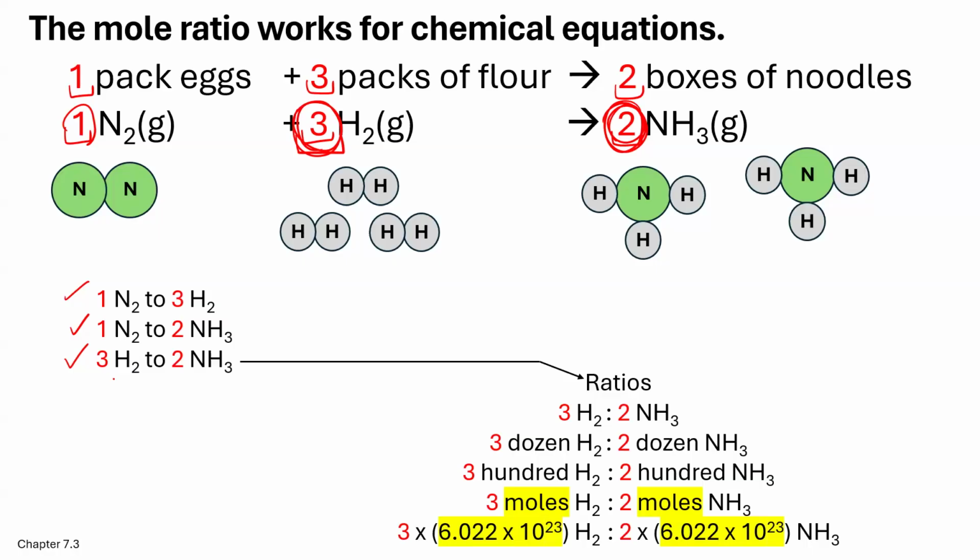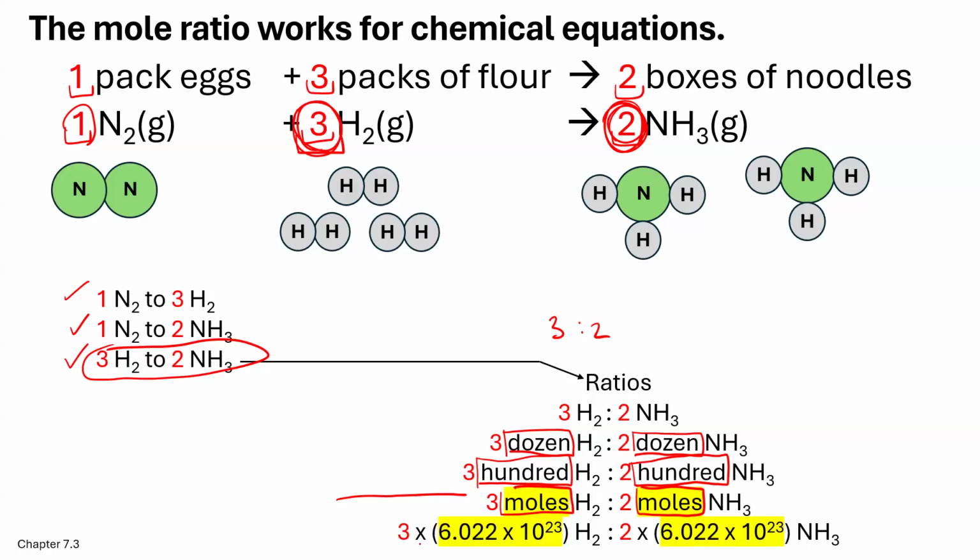Okay. And we're going to expand on this last one just because we don't have room to do all of them, but it works the same for all of them. So you have 3 H2 to 2 NH3. You also can do 3 dozen H2 to 2 dozen NH3. You can do 300 H2 to 200 NH3. 3 moles of H2 to 2 moles of NH3. Again, this is all a 3 to 2 ratio. And this is what we're going to be using, the mole ratio, for all of them.